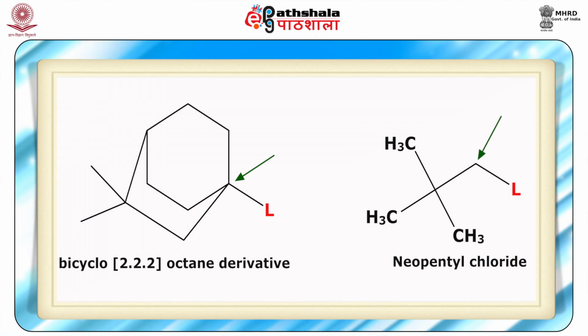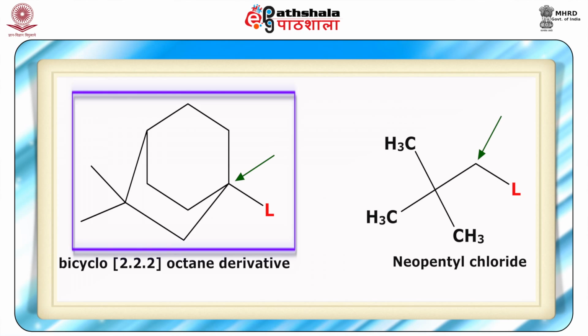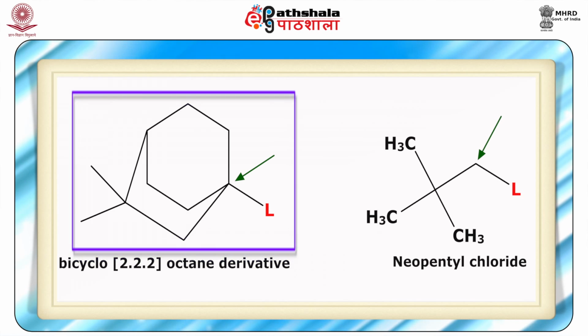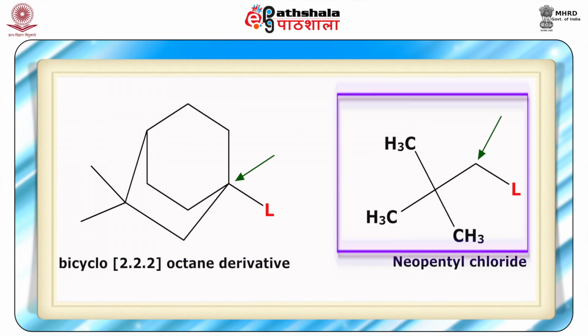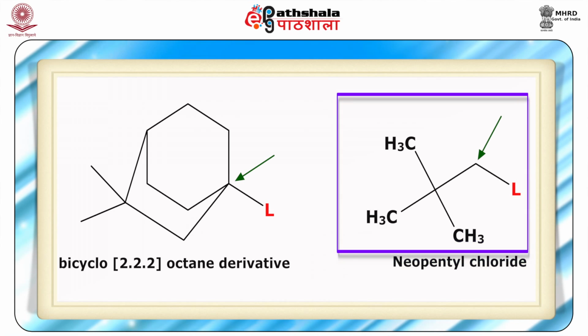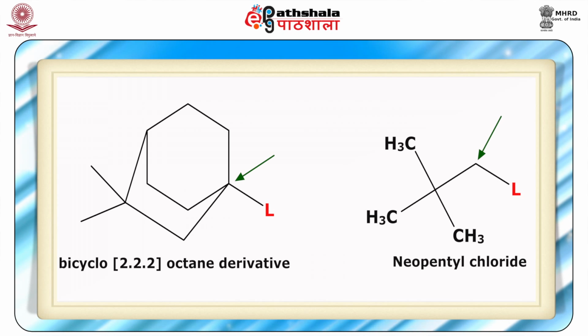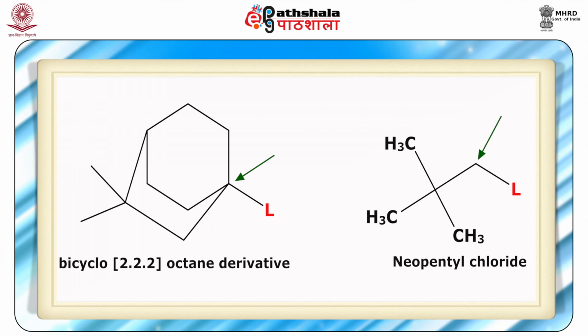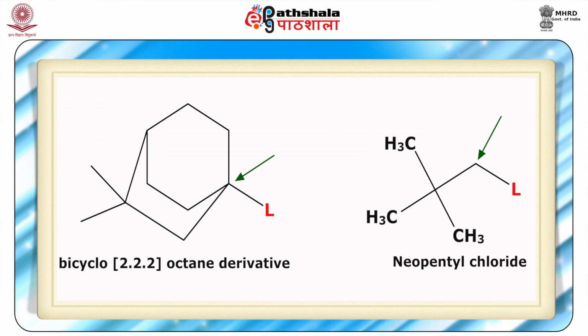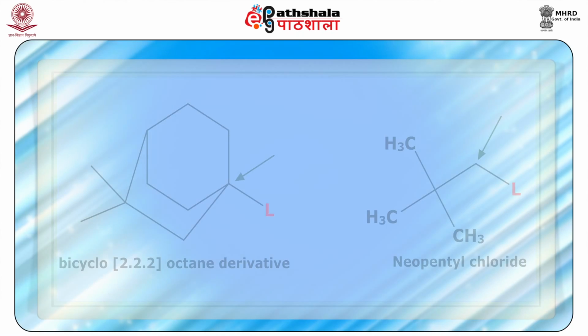SE2 front reactions are possible at sterically crowded positions such as a bridgehead carbon or a neopentyl system owing to the orientation of the incoming electrophile. So, you can see that there is no backside attack possible because of these rings, and similarly the groups in neopentyl are providing the steric hindrance. So, there will be only the front side attack. So, that is how the nature of the substrate will be affecting.